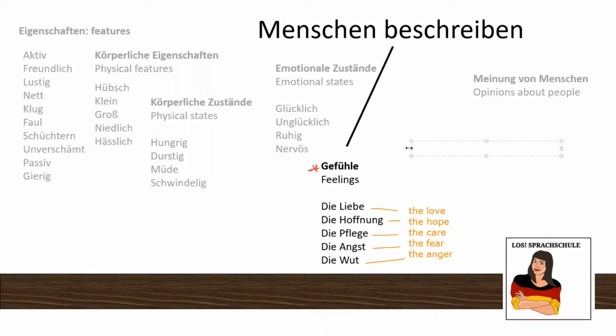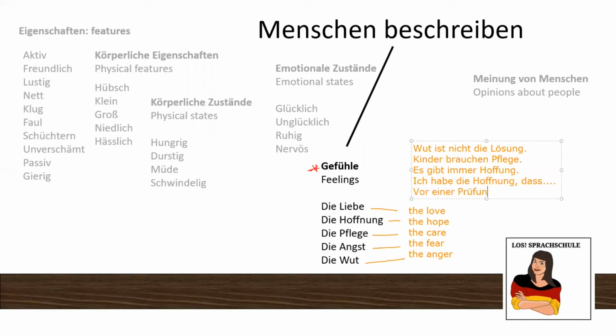So if we have this kind of nouns, we can say, for example, Wut ist nicht die Lösung. Anger is not the solution. Or Kinder brauchen Pflege. Children need care. Stuff like that. It's a typical noun and you have to use it accordingly. Es gibt immer Hoffnung. So there's always hope. Or ich habe die Hoffnung, dass. I have the hope that. And then you can continue.